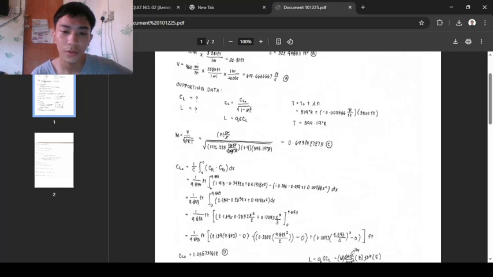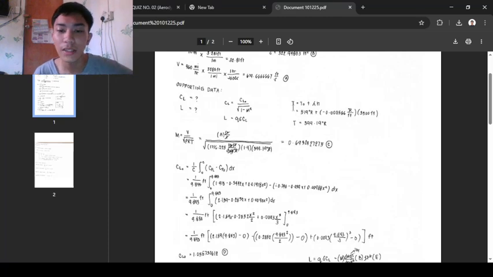So to compute for the coefficient of lift, we need to first identify the Mach number. To compute for the Mach number, we need to first identify the ambient temperature. So we will be using the given altitude to compute for the ambient temperature under SSLC conditions.